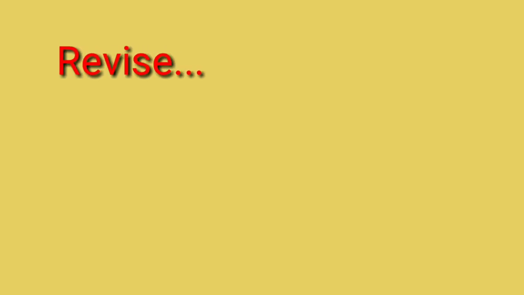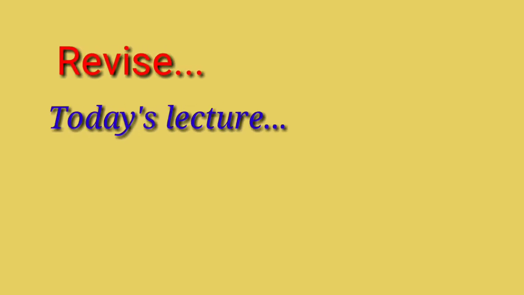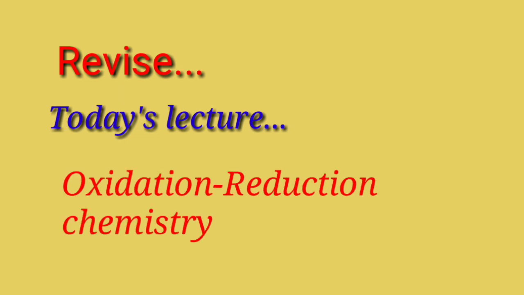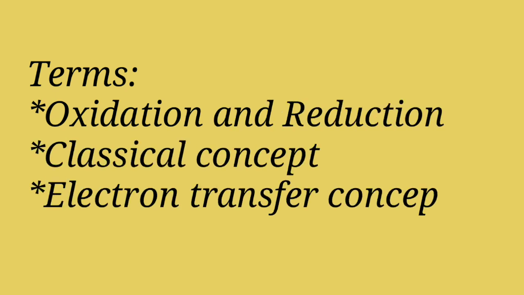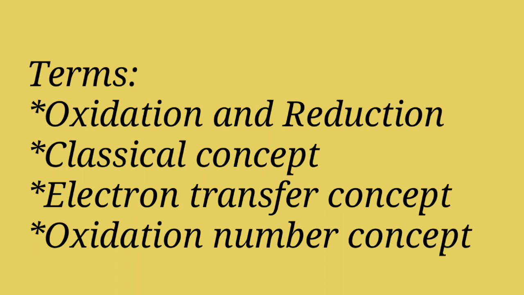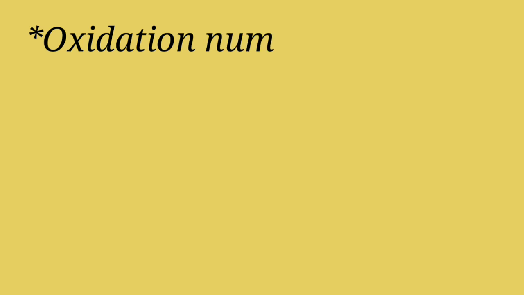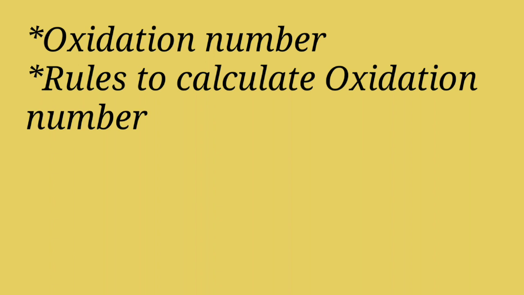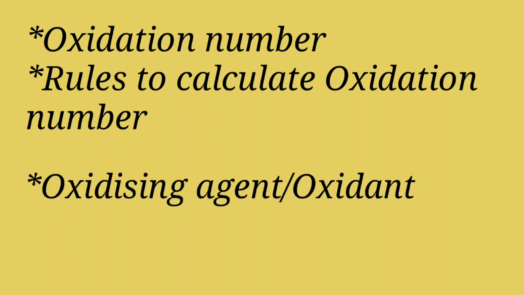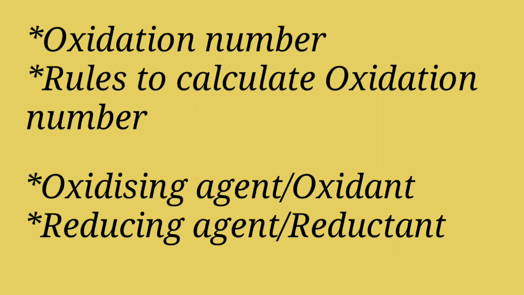So students, in our today's lecture, we have started with the topic of oxidation reduction chemistry. We have defined the terms oxidation, reduction, its classical concept as well as the electron transfer concept. Similarly, oxidation and reduction on the basis of oxidation number. Then we have also discussed oxidation number. We have seen rules to calculate oxidation number. We have also defined the terms oxidizing agent and reducing agent.